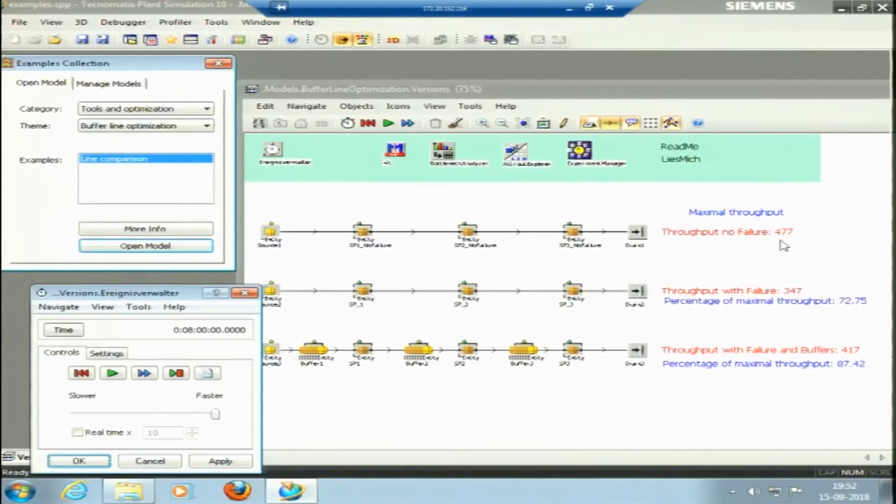So with no failure, the pieces produced in a day were 477. With failure it is 347. But because failure is there, we have put buffers in between that can store some of the material, so it is about 417. It also gives the percentage of the maximum throughput. Maximal throughput is 477. With failure we have 72%, and with failure but with buffers we have 87% of the maximal throughput.